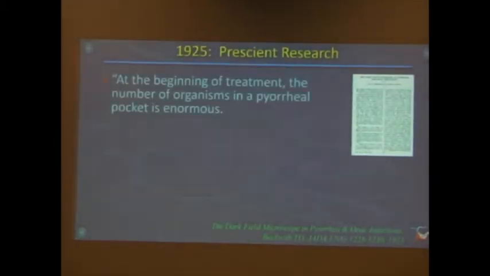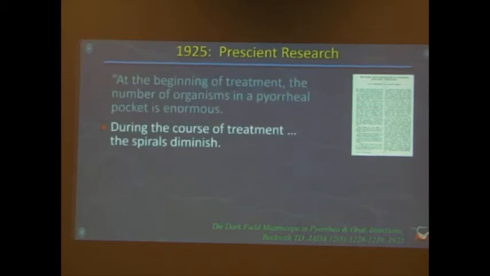Here's an old journal titled The Dark Field Microscope in Pyorrhea and Oral Infections. You can already tell from the use of the word pyorrhea that it's an old journal. But this was actually published in 1925. Why do I put this line in here? Because it said, at the beginning of treatment, the number of organisms in a pyorrheal pocket is enormous. They were using dark field microscopes back in those days.